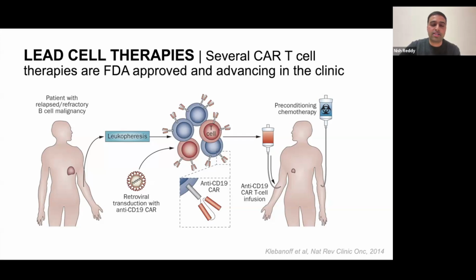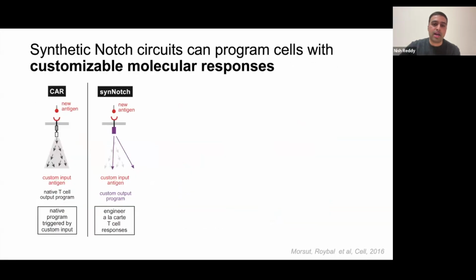These CAR T cells rely on a native T cell activation pathway to activate the T cell and promote this cytotoxic activity. But several years ago in the Lim lab, several people have developed this synthetic Notch receptor. How this synthetic Notch receptor works is it has an extracellular recognition domain, like a CAR, that allows it to detect a particular signal in the body. But rather than activate a native T cell program, it can activate a custom therapeutic response.